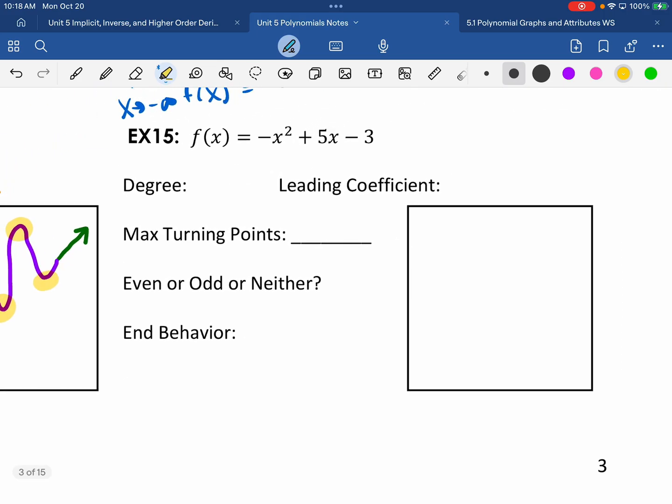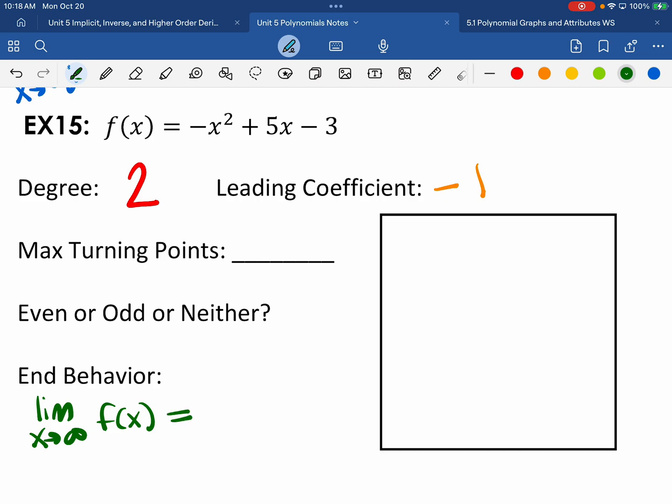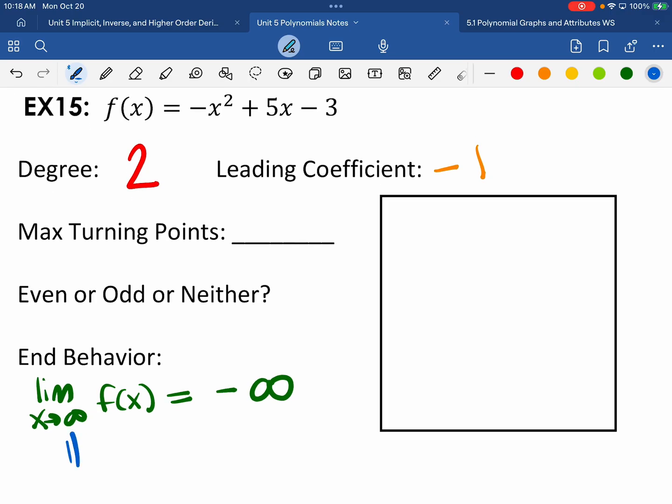All right, on number 15. What is the degree on 15? 2. What's my leading coefficient? -1. Negative 1. All right, so now we're going to do end behavior. So the limit as x approaches infinity of f of x is going to be negative infinity. Because the leading coefficient is negative, I know that that right side is going to go down.